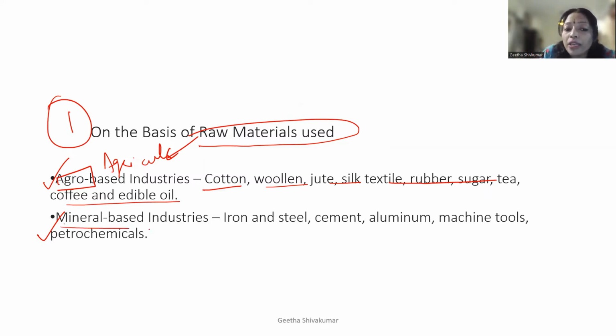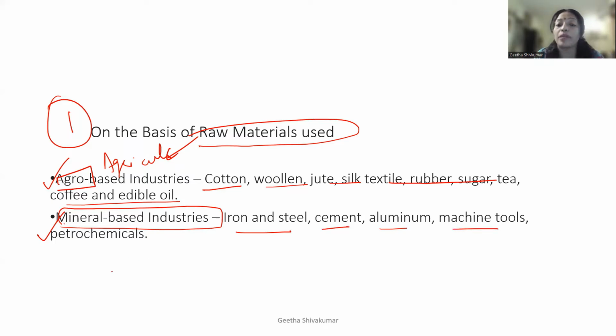Now, what are mineral-based industries? Mineral-based industries are those industries where we use raw material as mineral. So, for example, iron and steel industries, cement, aluminium, machine tools, petrochemicals. So these all are mineral-based industries where we use minerals.